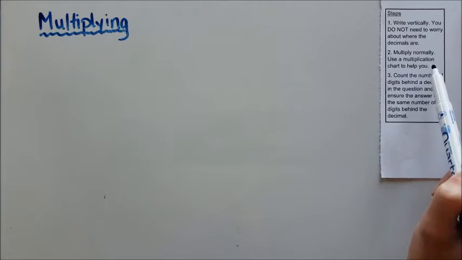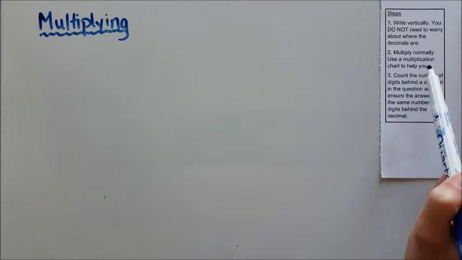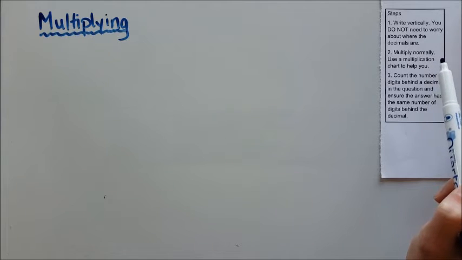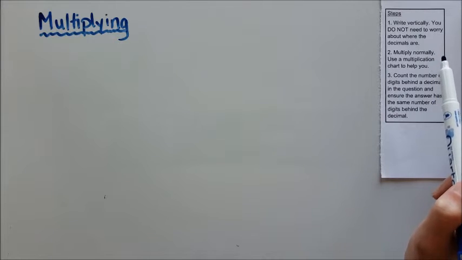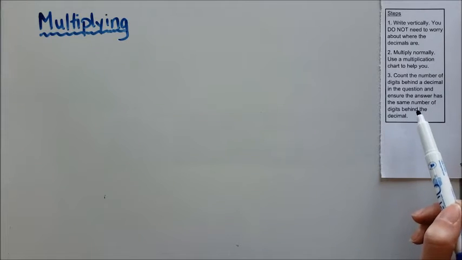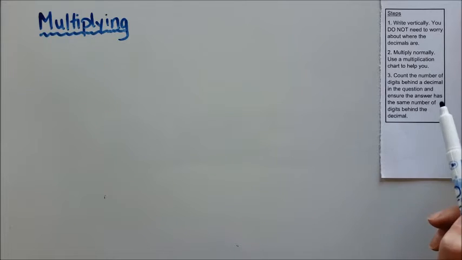Next thing we're going to do is to multiply normally, and we can use a multiplication chart to help us. So if our multiplication facts are not quite all there, or maybe some of them are more challenging, I know 6, 7, and 8 tend to be a little bit tricky ones. A multiplication chart will help us do this a little bit quicker. And then the last part, I'm actually going to go over once we get to the very end, because it's really only for the very end.